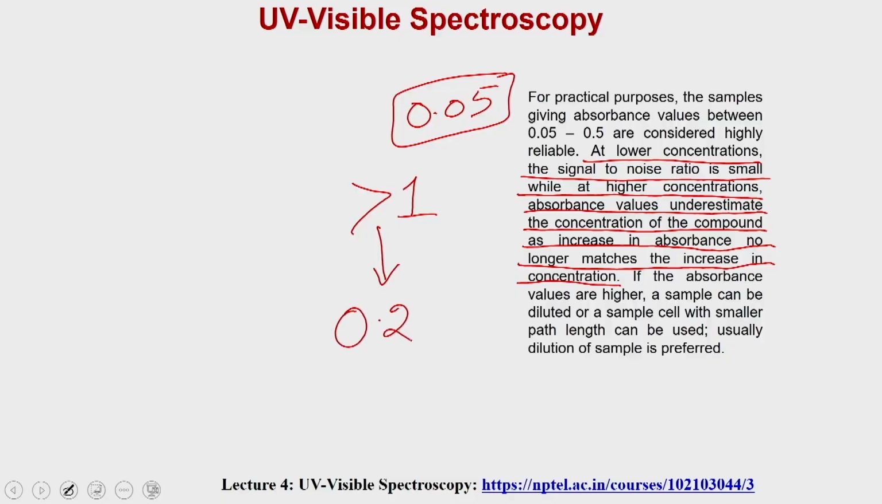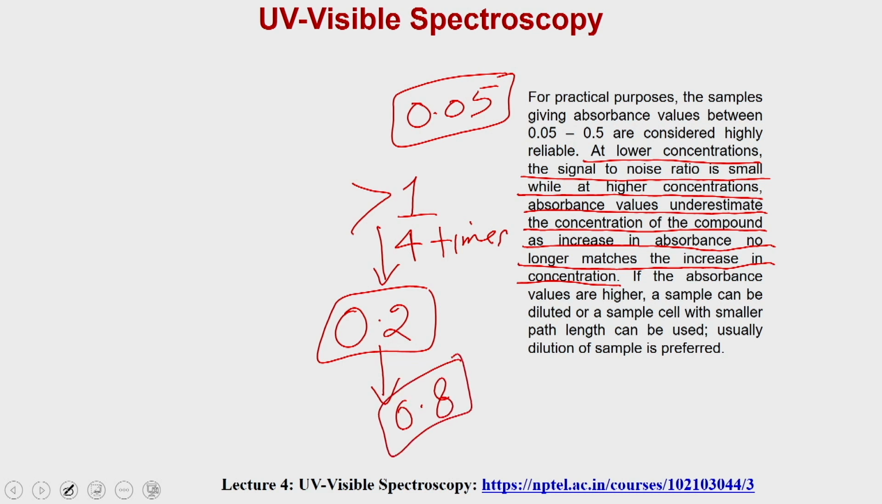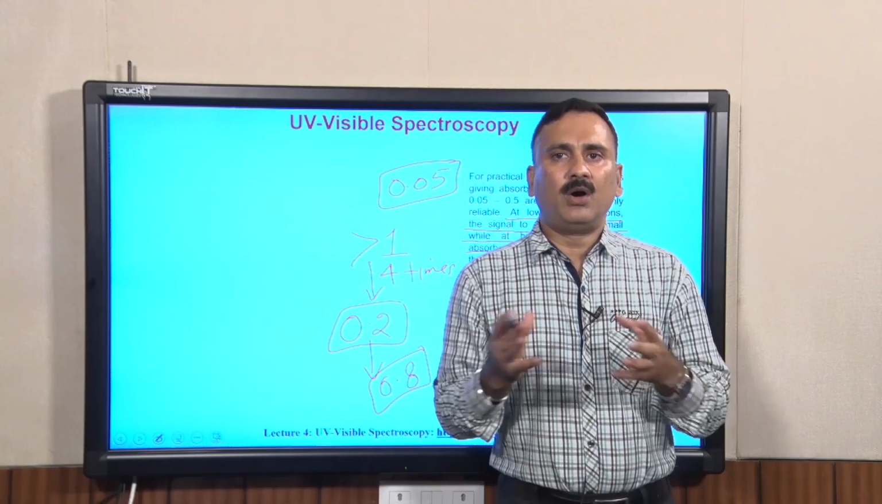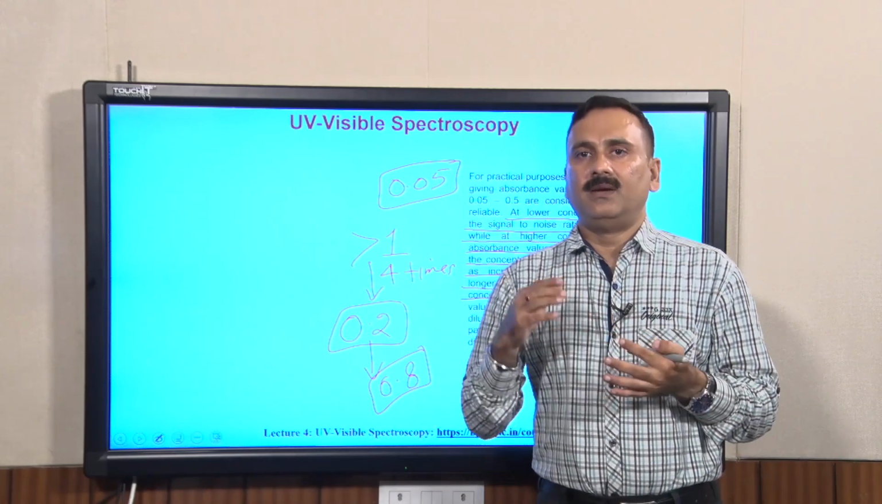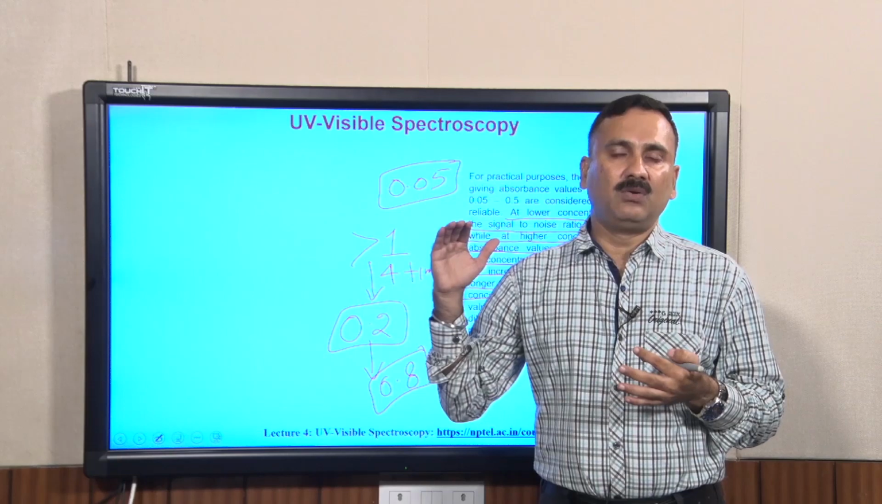If it gives you an OD of 0.2, for example, I have diluted this 4 times and I got an OD of 0.2, this means effectively the original OD is 0.8, and that is how you are going to accurately measure the absorbance of that particular compound.